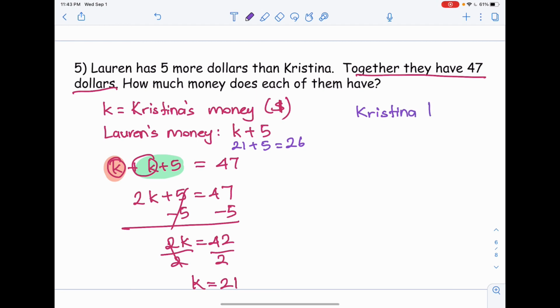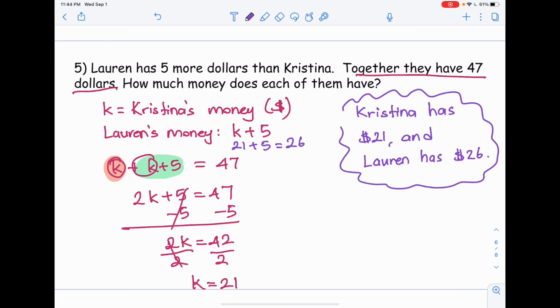Christina has $21 and Lauren has $26. Done.